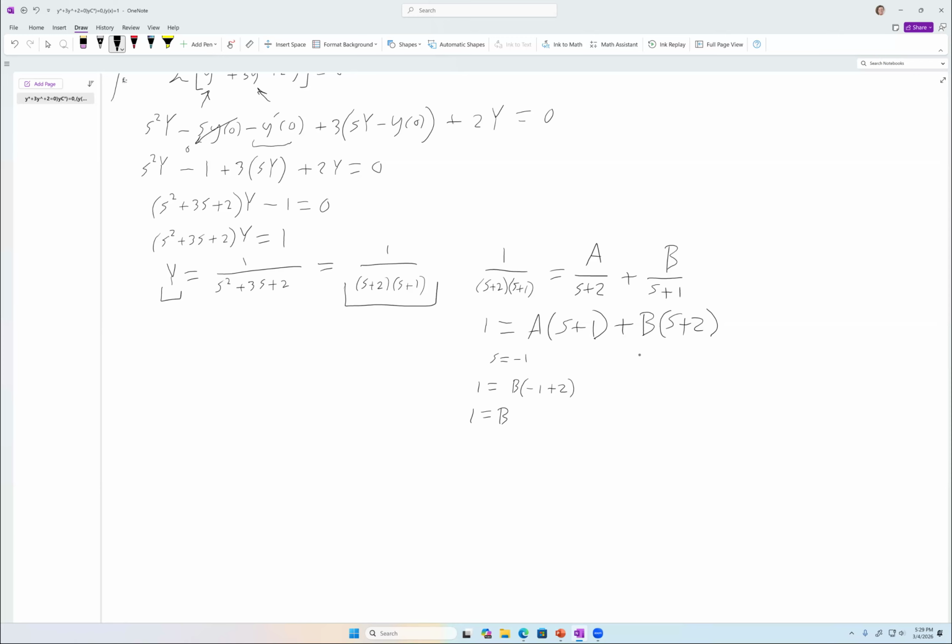And then next we're going to set s is equal to minus 2. And so when we go through with that, we're going to have 1 is equal to a times (minus 2 plus 1). And that means that a is going to be equal to minus 1.